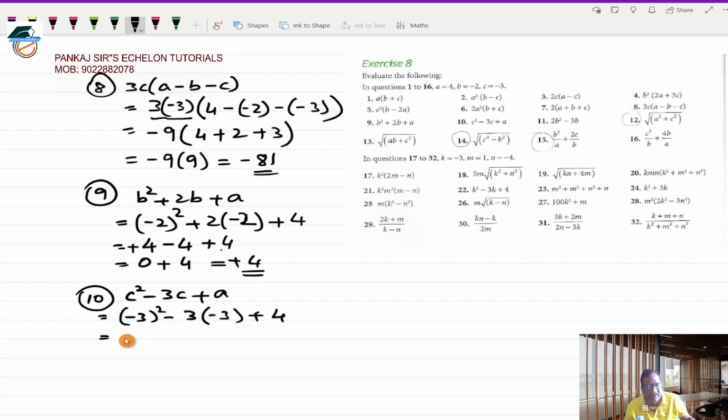This will be minus 3 square, minus square is plus, and 3 square is 9, so it will be plus 9. This will be minus into minus is plus, 3 into 3 is 9, so plus 9, and then this 4. Now this works out to 9 plus 9, 18, 18 plus 4. 18 plus 4 is how much? It is 22. So the answer for the 10th one has to be 22.